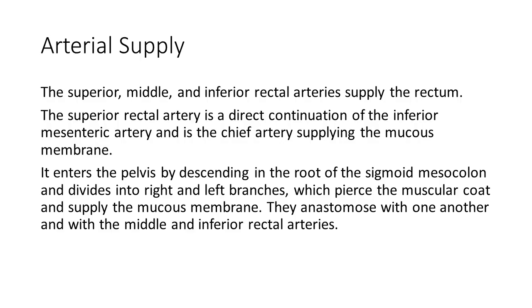Arterial supply. The superior, middle and inferior rectal arteries supply the rectum. The superior rectal artery is the continuation of the inferior mesenteric artery, and it is the chief artery supplying the mucous membrane. It enters the pelvis by descending in the root of the sigmoid mesocolon and divides into right and left branches, which pierce the muscular coat and supply the mucous membrane. It anastomoses with the middle and inferior rectal arteries.